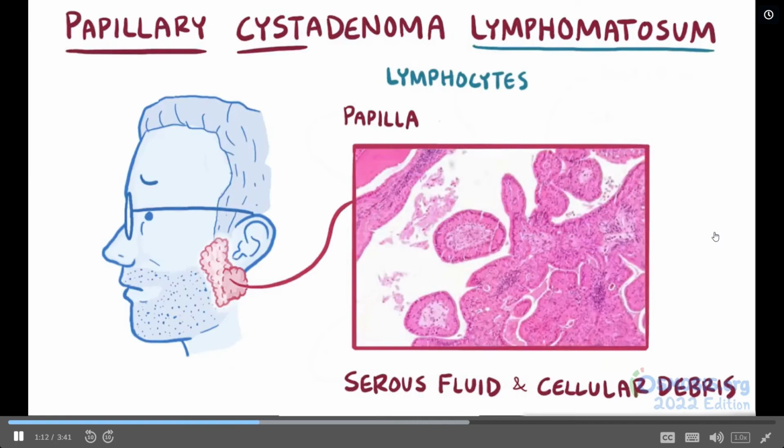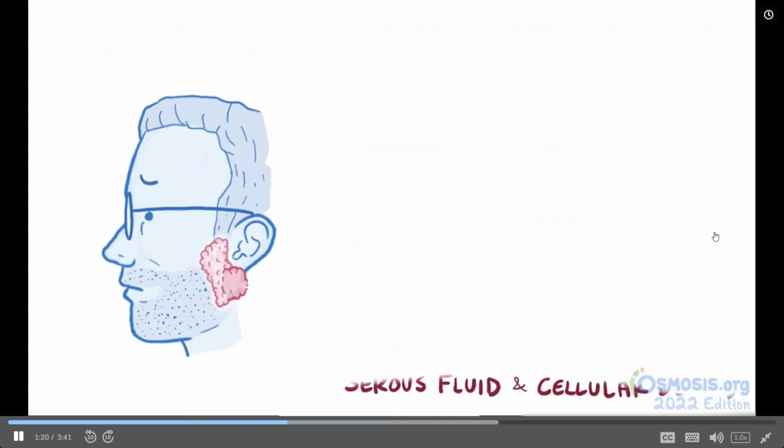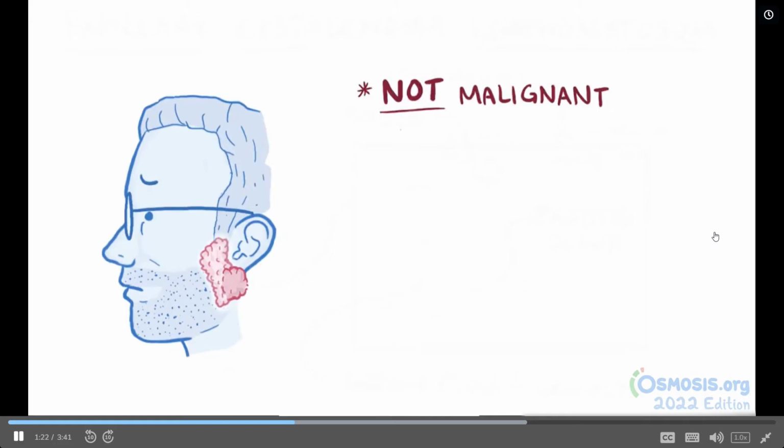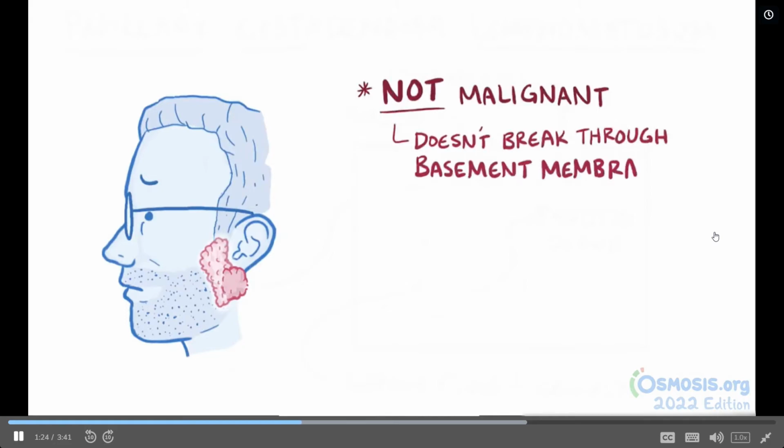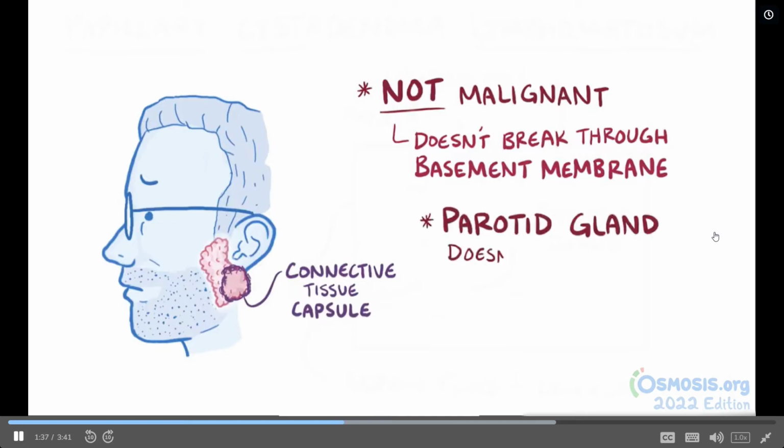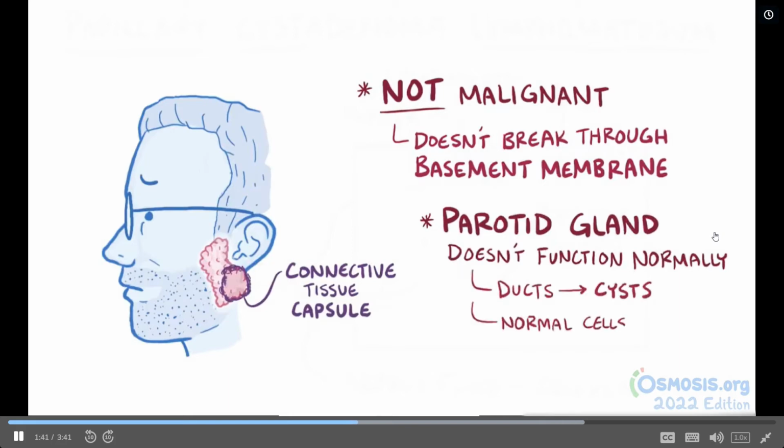Looking at histology, we can see the papilla, the lymphocytes, and the cystic space where the serous fluid and the cellular debris are. Now, Warthin's tumor isn't malignant, meaning that it doesn't break through the basement membrane layer of the tissue, although there is a connective tissue capsule which usually forms around the growing tumor, which clearly demarcates it from the rest of the parotid gland. Also, that parotid gland starts to not function normally, since the ducts turn into cysts and normal epithelial cells stop functioning.